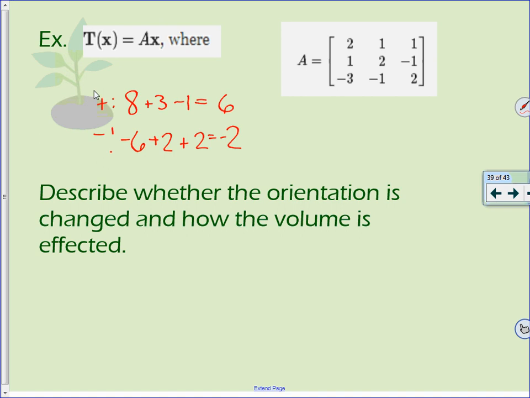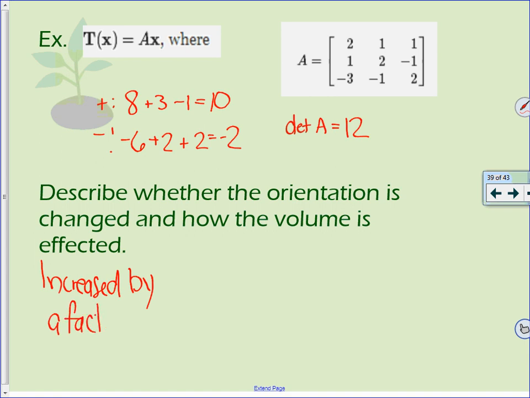Anyone else get 8? Well, the first one would be 10. A plus or minus 1 is 10. Huh? Thank you. So the determinant is 10. Yeah, 12. So the volume is increased by a factor of 12. And is the orientation changed? There's no negative sign, so we have the same orientation. Great.